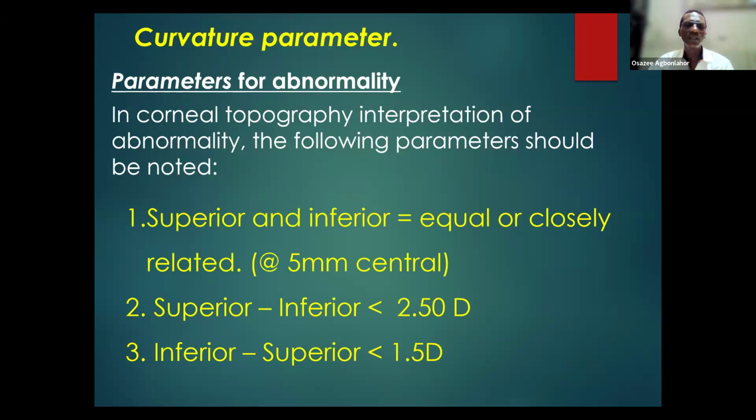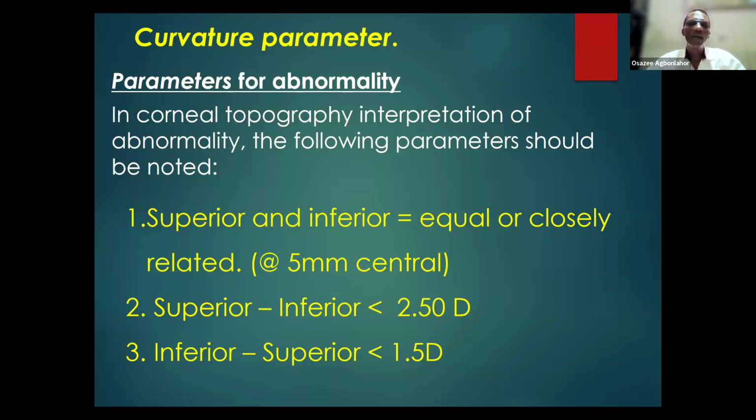So if you look at this, the curvature superiorly and inferiorly within the 5 mm radius centrally must be equal. If they are not equal, then they should meet these 2 and 3 parameters. If you subtract the superior curvature from the inferior curvature, it should be less than 2.5 diopters. If it's more than 2.5 diopters, it falls under an abnormal curvature. While if you subtract the inferior from the superior, it should be less than 1.5 diopters.